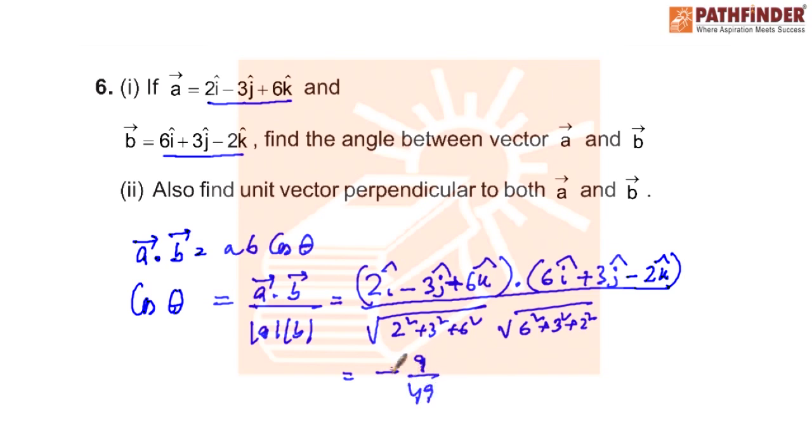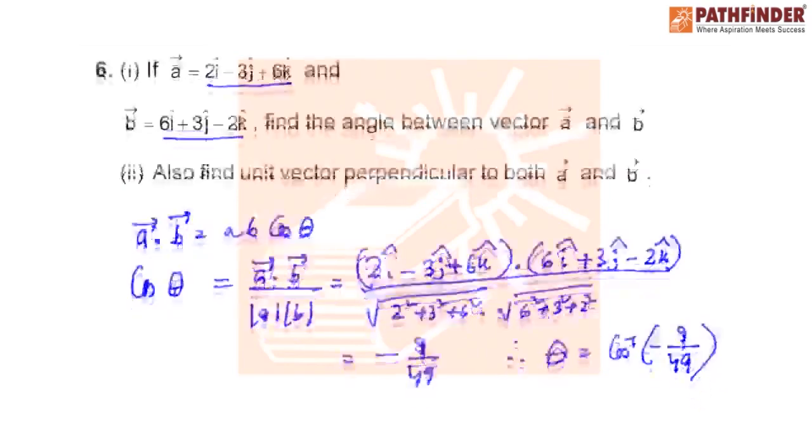So this is a calculation part that you have to do. This is 2 into 6 is 12, minus 3 into 3 is 9, and then again minus 6 into 2 is 12. So that comes to minus 9 by 49. Now these two are the same, so you put the mod value and get 49. Now the angle between the two vectors theta is cos inverse of this, so that is cos inverse of minus 9 by 49. Now you should put the minus sign here within the bracket.